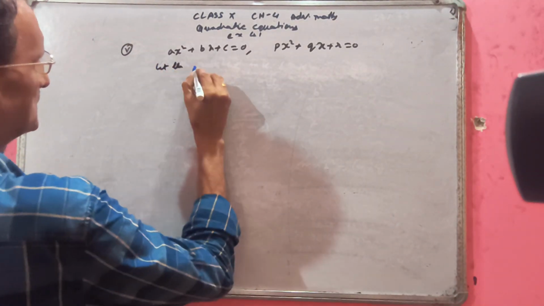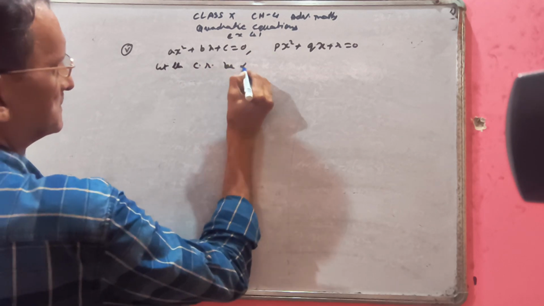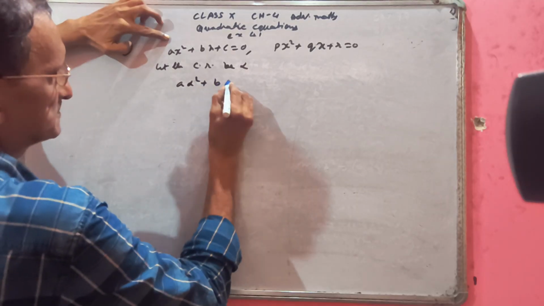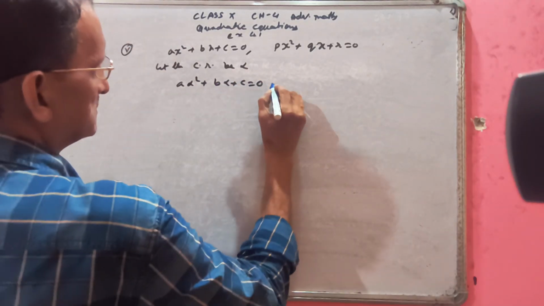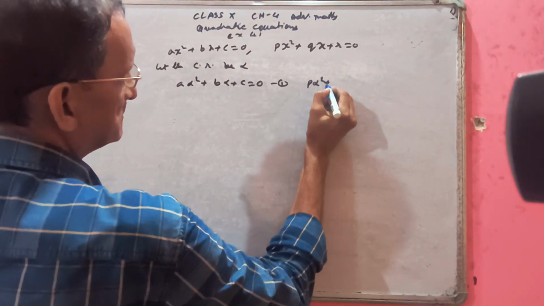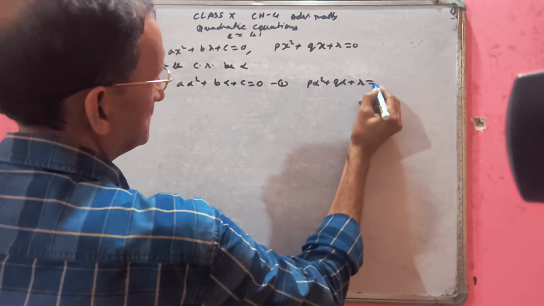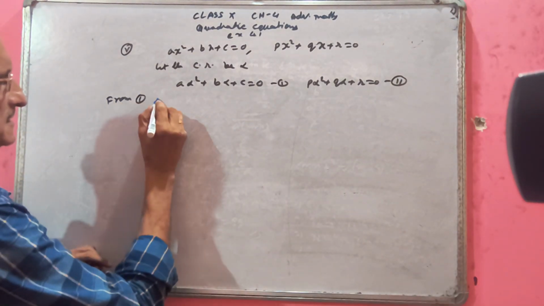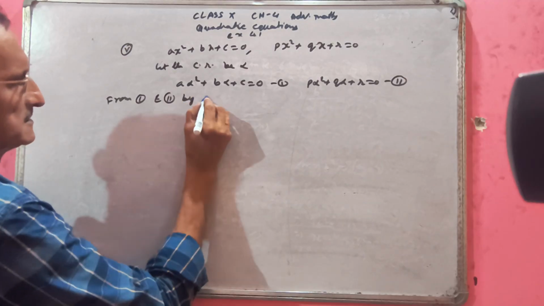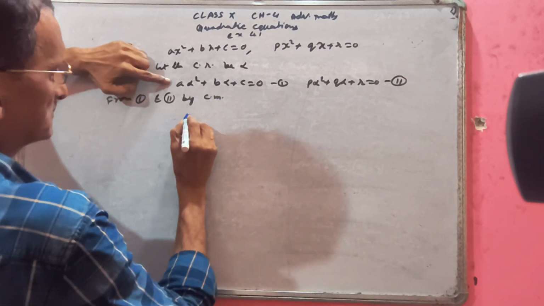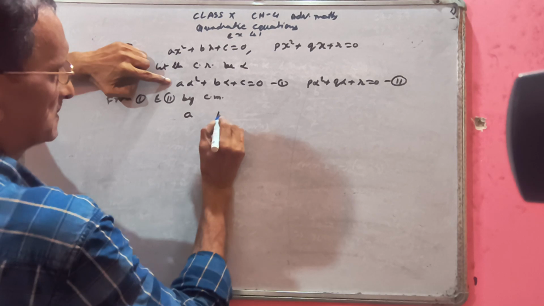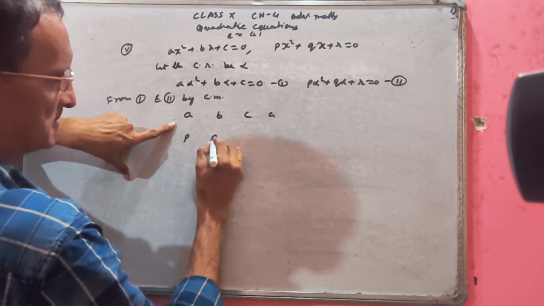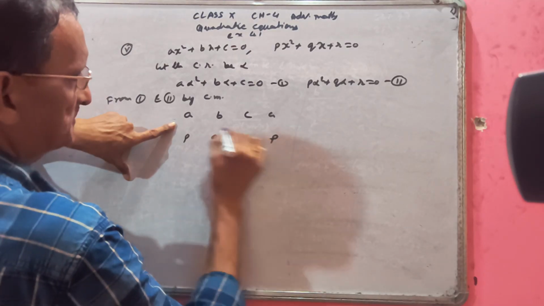Let the common root be alpha. Replace x by alpha, root means value of x. So a alpha square plus b alpha plus c equal to 0, equation 1, and p alpha square plus q alpha plus r equal to 0, equation 2. From 1 and 2 by cross multiplication, what will we get? Write the coefficients of alpha square, alpha, and the constant term, repeat alpha square, and from 2 also p, q, r, again p, and then cross multiply.